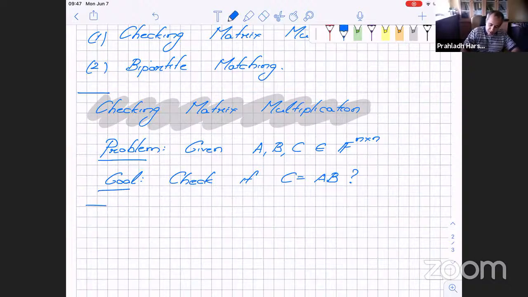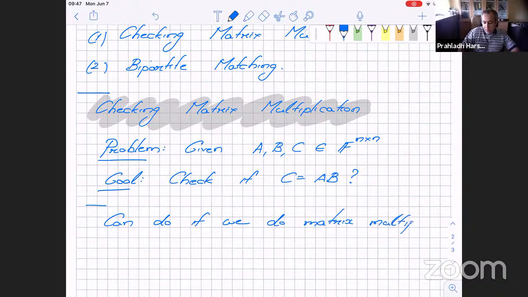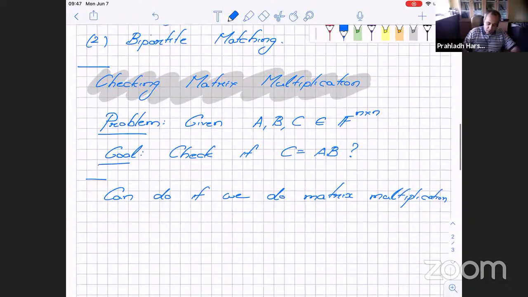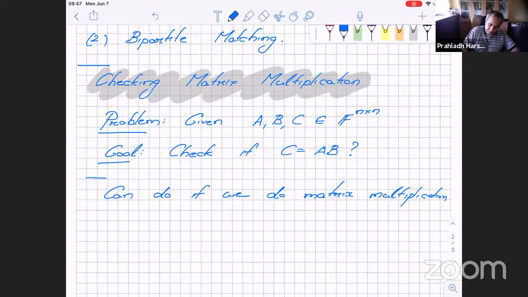Of course, it's easy. The question is, can we do better? If you do matrix multiplication, certainly if you have the time to do it, you can multiply out the two matrices A and B and actually check whether AB equals C. That's something you can do. I want to do something more efficient than this. And why am I doing this? Let's look at the cost of matrix multiplication.